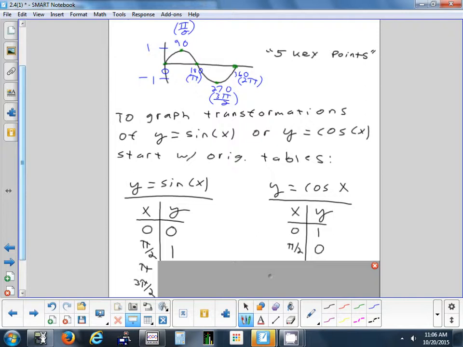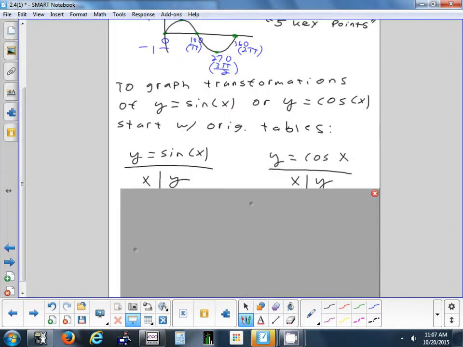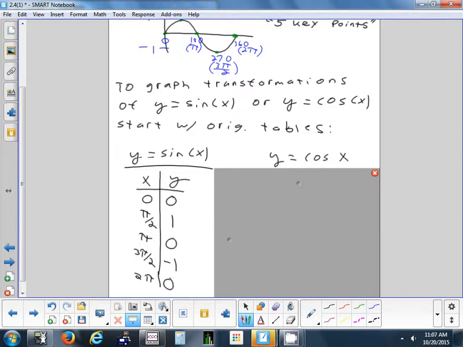Zach, how about when I get down to pi? Back to 0. Okay, Callie, how about when I get down to 270? Yep, I'm at -1. And when we get to 360, we're getting back where we started. It's going to repeat now. We're back at 0. So that's your table for sine. And that's always what you want to use as your starting point. So it's very important you have this correct.